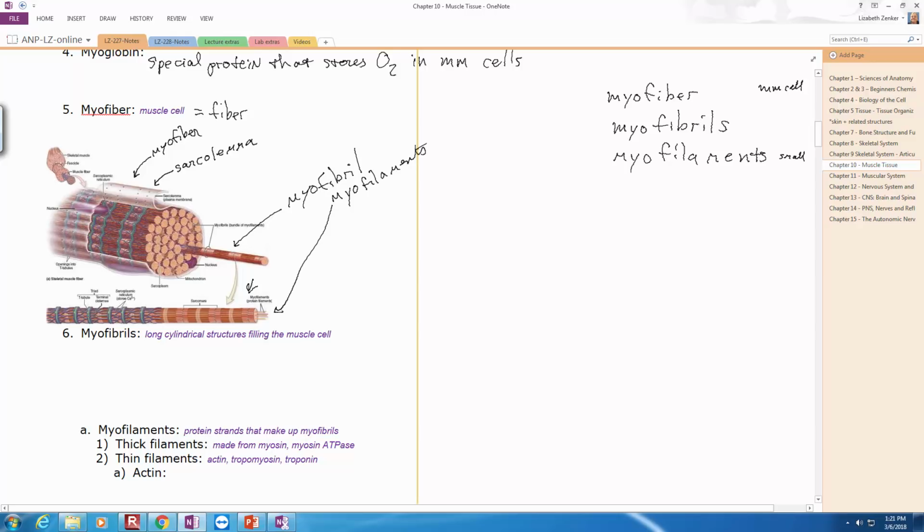Do you guys remember the terms actin and myosin? I think we said actin before, maybe myosin, I can't remember, at the beginning of the semester. So myofibrils, which is number 6, are long cylindrical structures filling the muscle cell. Myofibrils also run the length of the muscle cell, and they make up about 80% of the cell volume. Thus, when you're eating meat, it's lots of protein, 80% protein, not so much cytoplasm or sarcoplasm and things like that, right?